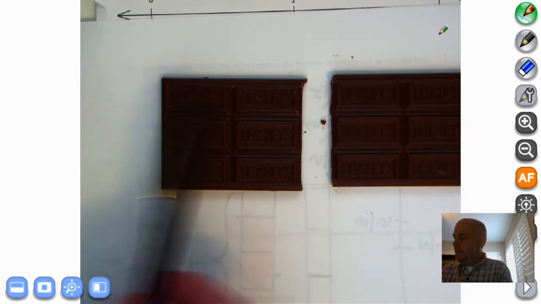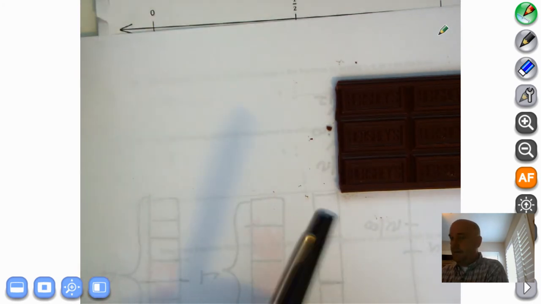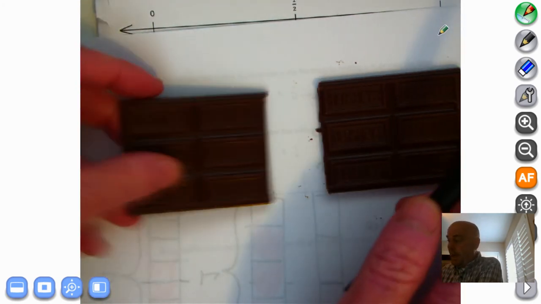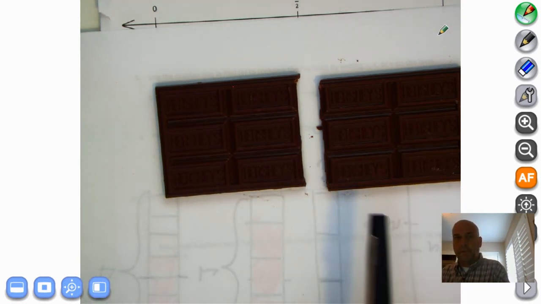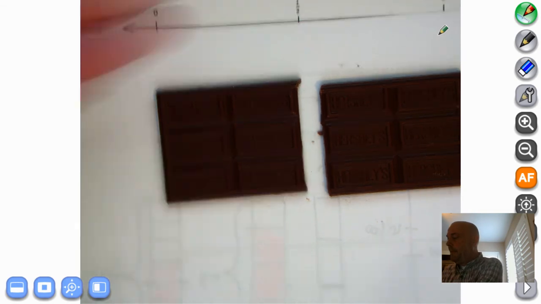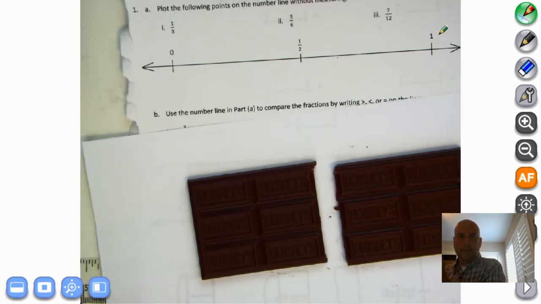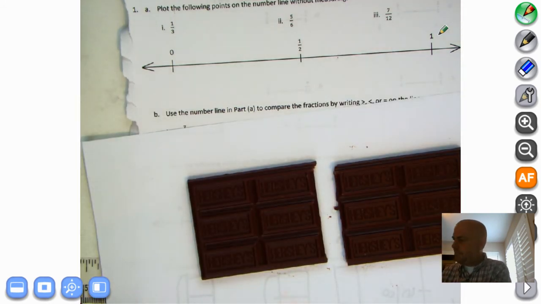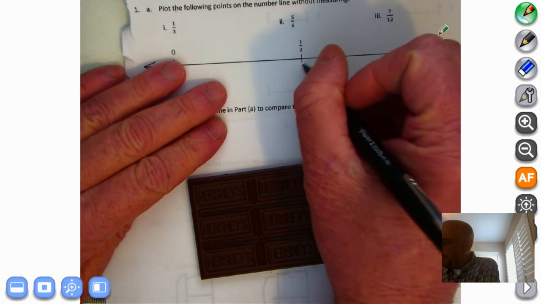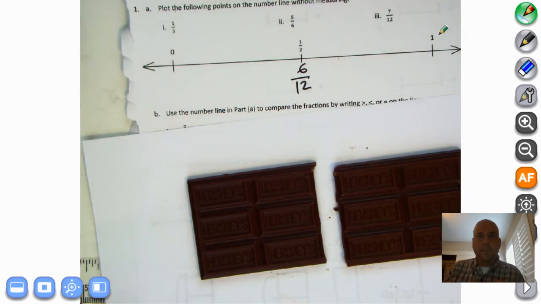I have 1, 2, 3, 4, 5, 6. Let's say I already eat that. How much of the bar had I eaten? I ate 1/2, but also we could say it's 6 out of 12. So 6/12. Okay. So we're going to rename, and I'll show you why in just a moment. We're going to name 1/2 up here as 6/12. Now we can start working with this a little better.